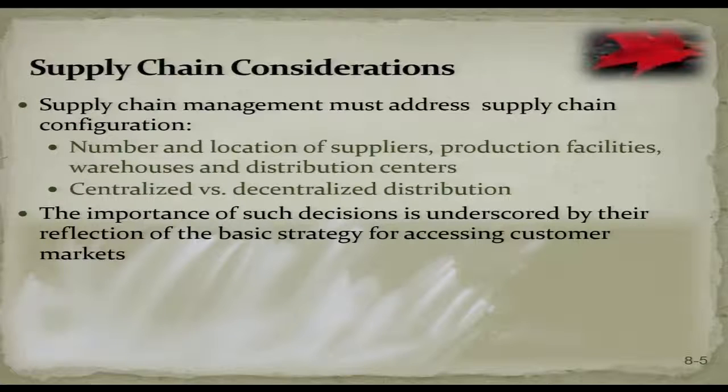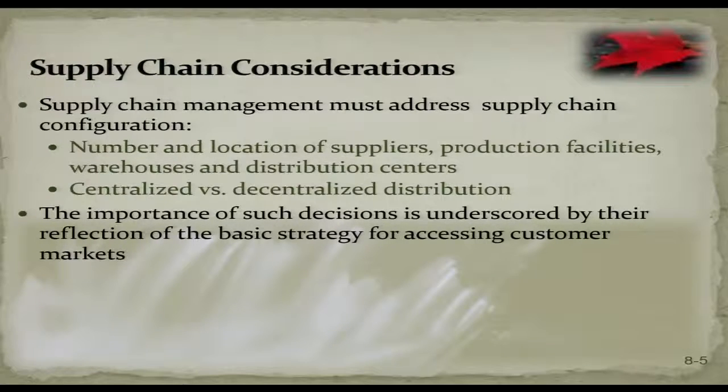Supply chain, we have also discussed. So we have to determine the number and location of the suppliers, production facility, warehouse, and distribution center. And there are 2 strategies. One is a centralized distribution system. Another is decentralized distribution systems. It's very easy to understand.